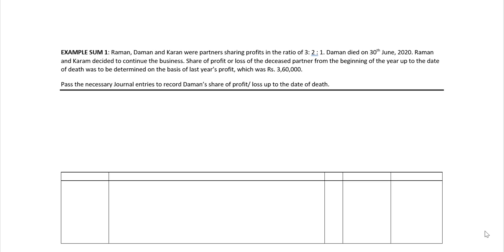Share of profit or loss of the deceased partner from the beginning of the year up to the date of death was to be determined on the basis of last year's profit, which was rupees 3,60,000. We are asked to pass the necessary journal entries to record Daman's share of profit or loss up to the date of death. We'll begin by doing the working notes.